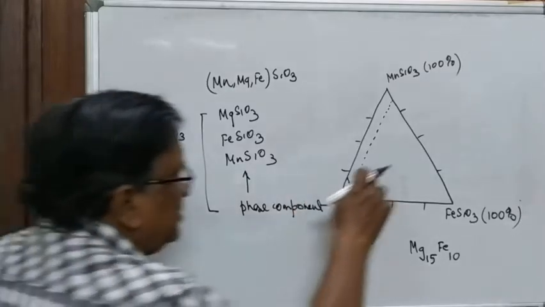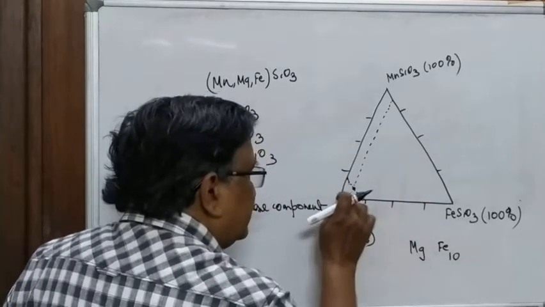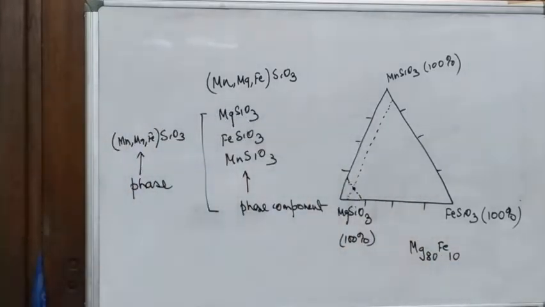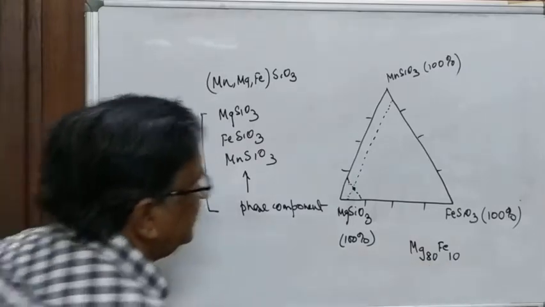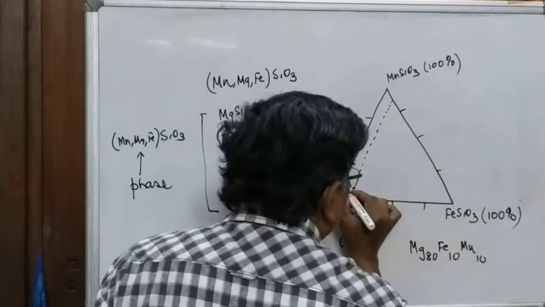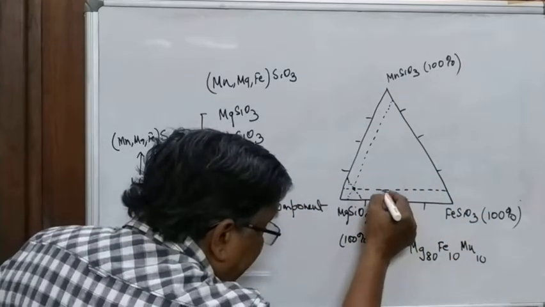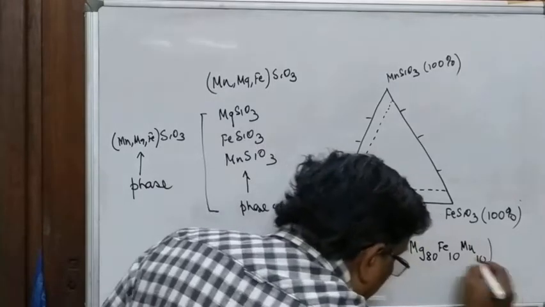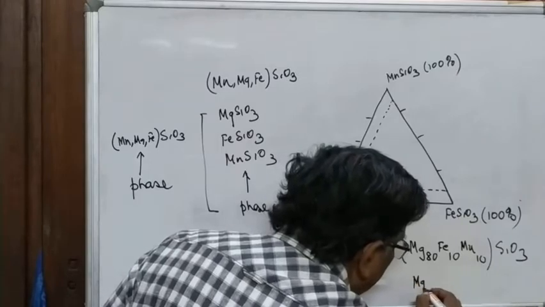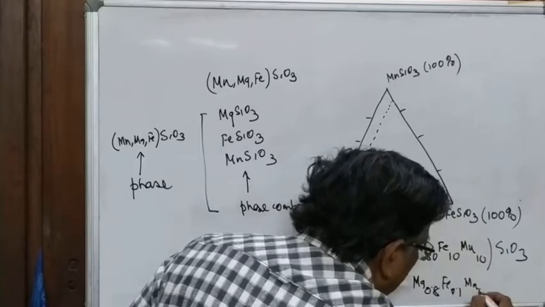Oh, no, sorry. MgSiO3 is not 15. MgSiO3 is much more, because this is 0% MgSiO3, this is 100% MgSiO3. So Mg is, say, roughly 10. So if Mg is 80, Fe is 10, then Mn should also be 10. Let's say here, this line, this is the amount of Mn in the sample. So now your composition, therefore, is SiO3, or you can write Mg 0.8, Fe 0.1, and Mn 0.1.